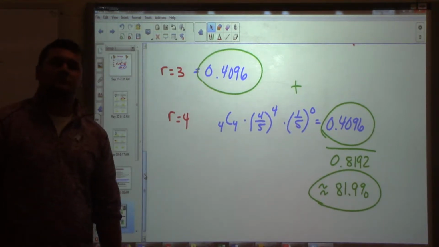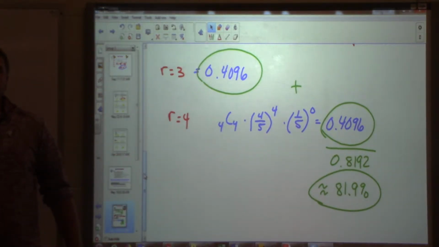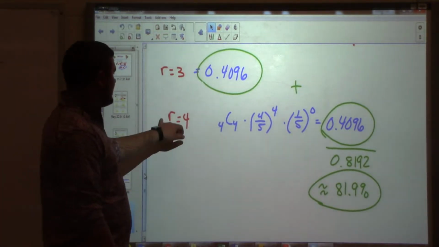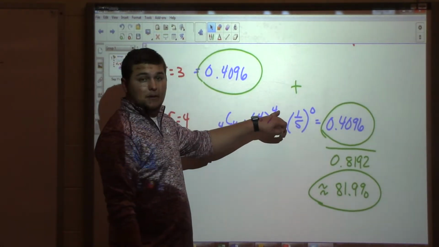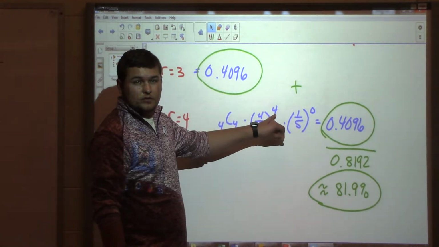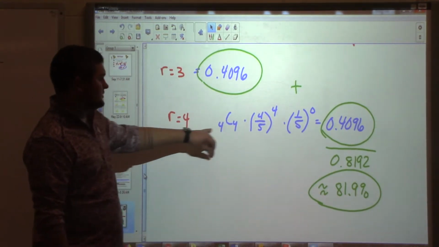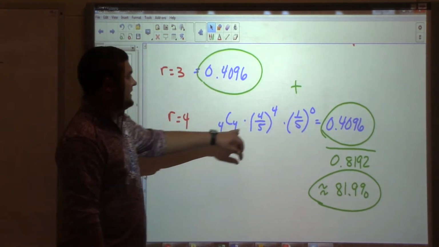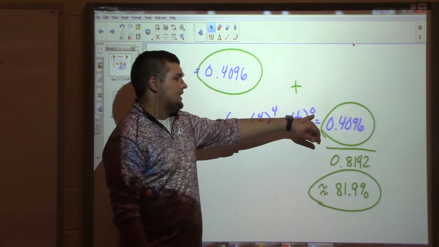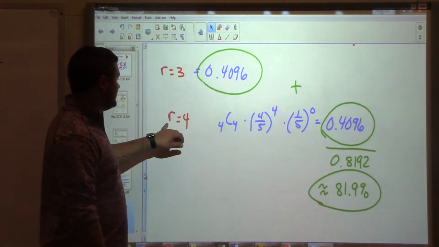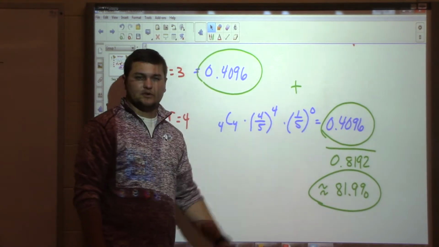Okay, that's easy. Yes, Kaylee. I don't understand why you did it to the 4th and to the 0. So because I have probability of success to the r power, what does r equal? 4. So this is the 4th power. Probability of failure to the n minus r. Well, n equals 4 and r equals 4. So 4 minus 4 is 0.